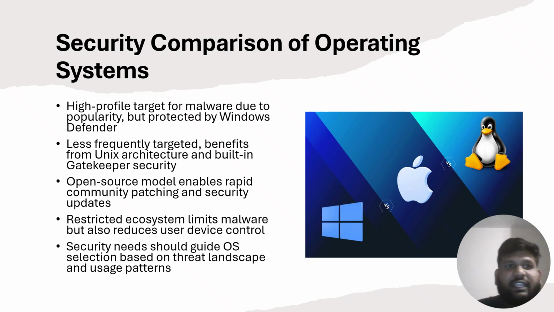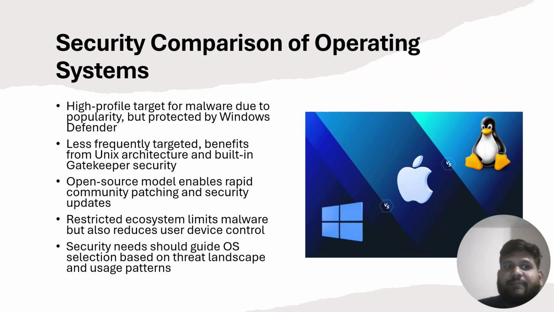Security is a key and crucial factor in choosing an OS. Windows, due to its popularity, is often targeted by malware, but tools like Windows Defender offer protection. Mac is less frequently targeted, benefiting from its Unix-based architecture and built-in security measures like Gatekeeper. Linux, with its open-source nature, benefits from rapid patching by the community, making it a secure choice when properly configured. iOS's closed ecosystem restricts malware, but also limits user control over the device.